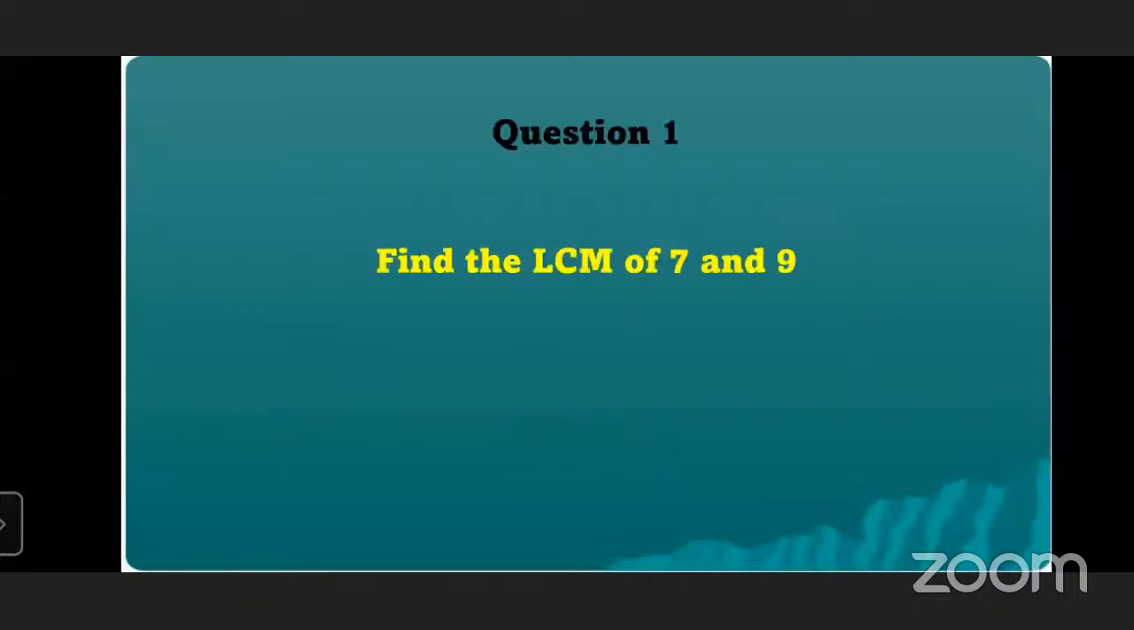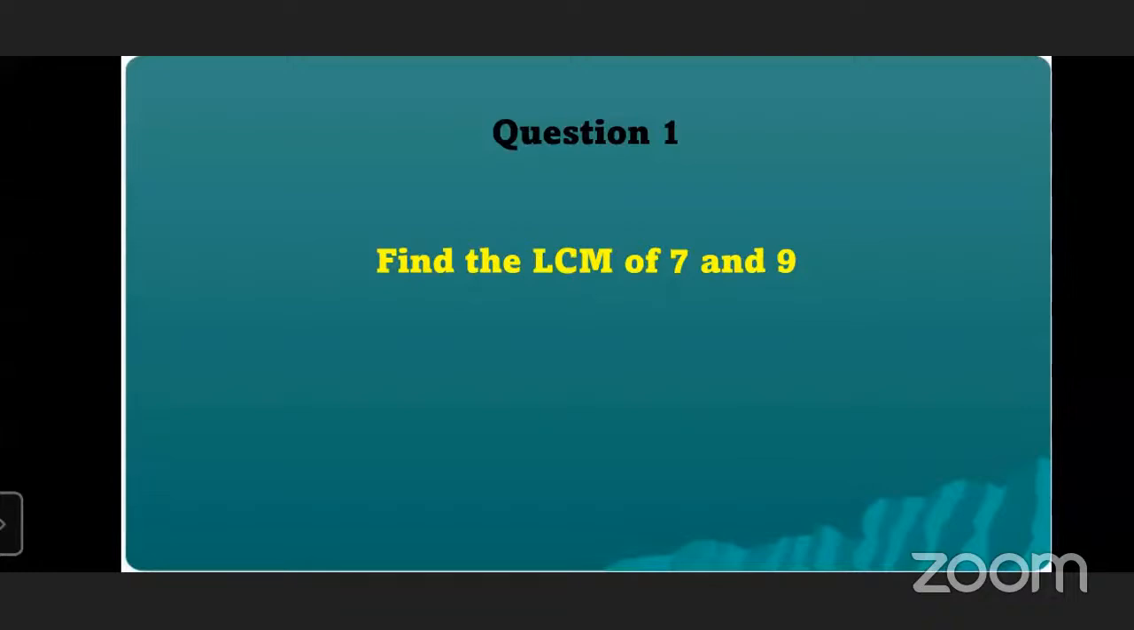Okay. Now question 1. Find the LCM of 7 and 9. Just unmute your mic and answer. 7 and 9. So can I? Yes, you can try. LCM means lowest common multiple. Good. Yes, sir. And lowest means small numbers.